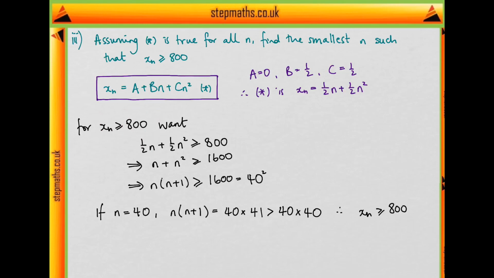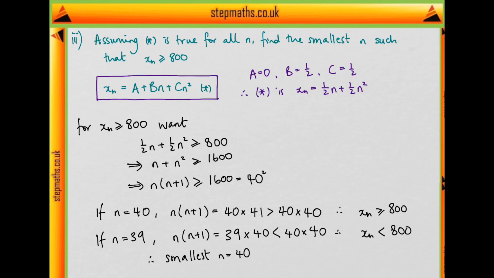Okay, but is this the smallest n such that xn is greater than or equal to 800? Well, let's try n being 39 then. If n was 39, then n times (n plus 1) would be 39 times 40, which is less than 40 squared. And so this condition isn't satisfied, and xn must be less than 800. And so we see indeed that 40 is the smallest n such that xn is greater than 800.